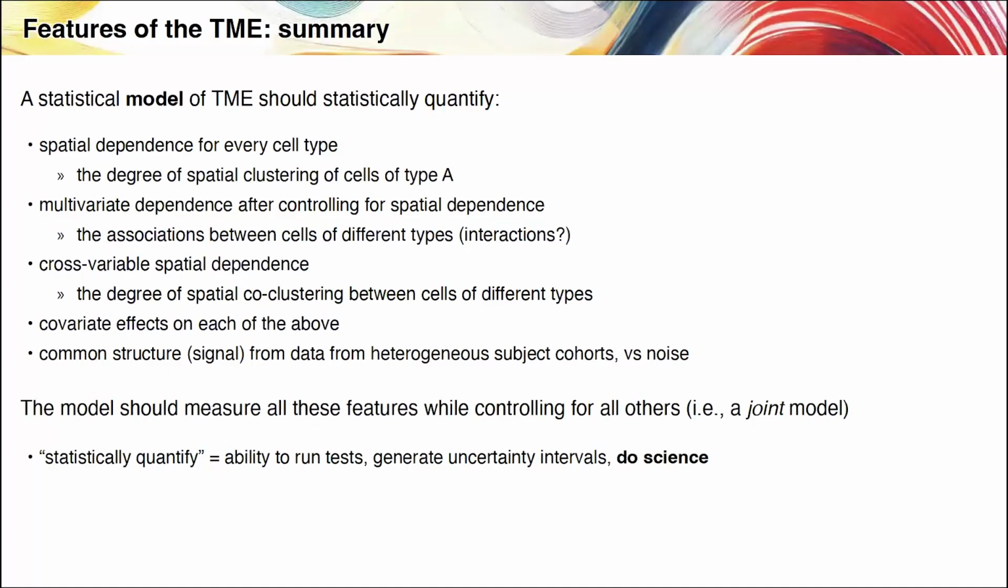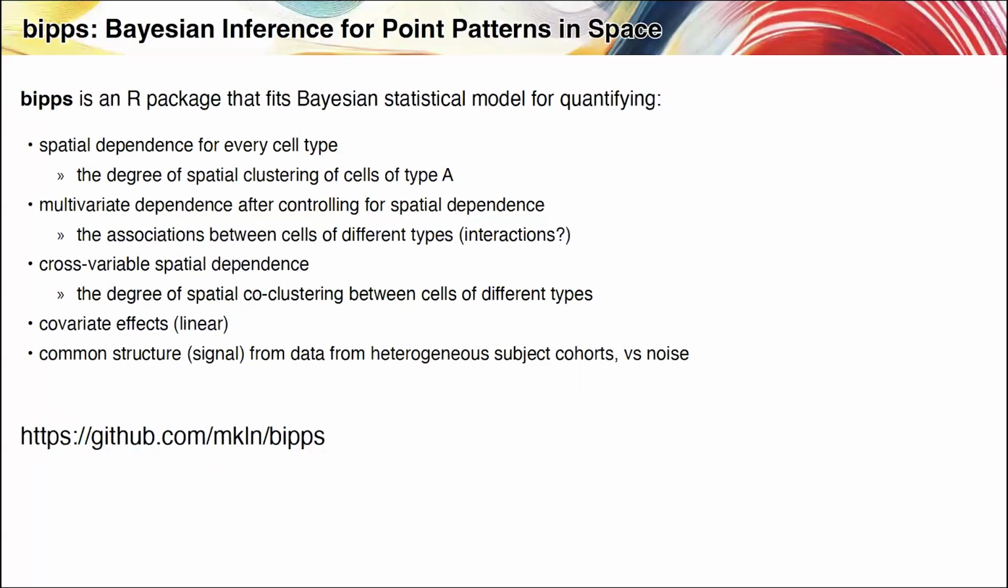And again, I will never fail to mention this. We want to do a joint model, which means that we want to do all of these things at the same time. We don't want to study just one aspect without also controlling for all others. And when I say that we want to statistically quantify things, I mean that we want to be able to run tests, right? We want to run hypothesis testing, controlling for uncertainty, and essentially this means that we want to do science, and we want to really be able to say, this is not just random noise, this is signal that we have observed in this data set. Questions so far?